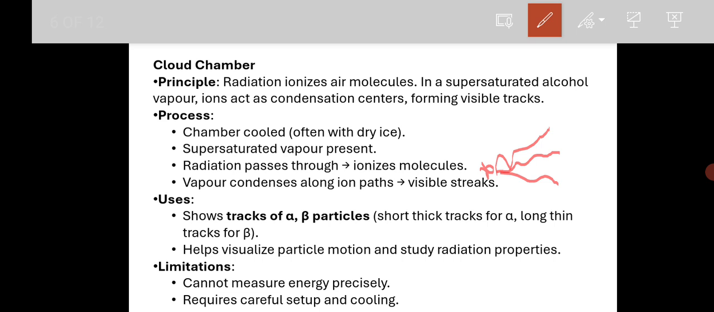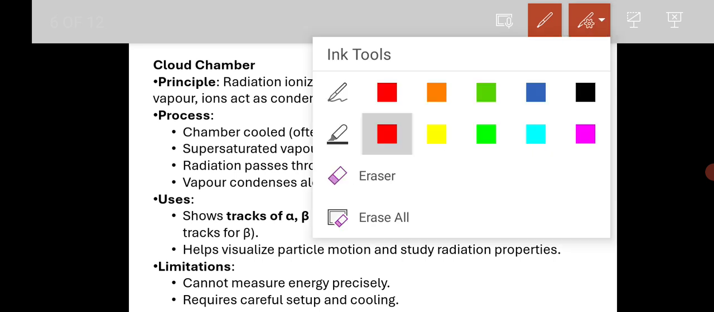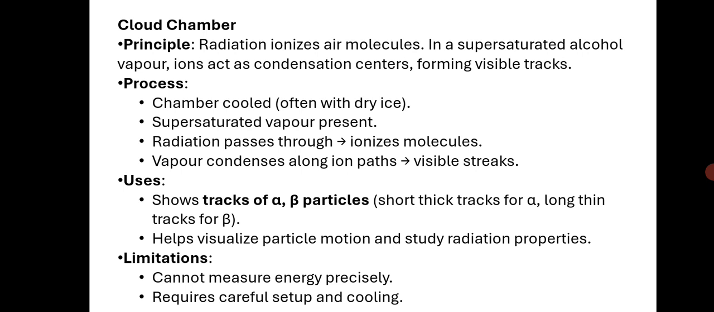The density of the lines, the intensity of the lines, will decide the type of radiation being detected. Sometimes they can be as faint as this, to show the intensity of radiation. Very, very important. I'm sure we are together. So the working of the cloud chamber is such that the chamber is cooled with dry ice. Dry ice is frozen carbon dioxide. And then the saturated vapor is introduced. Radiation passes through and ionizes the molecules that are present in there.